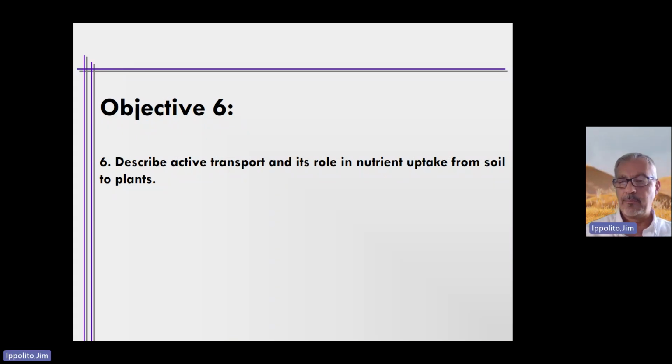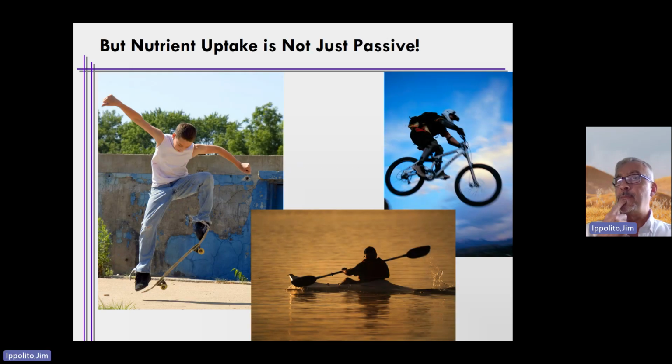Okay, let's tackle the last objective in Unit 2. And this objective deals with describing active transport and its role in nutrient uptake from soils to plants. So, nutrient uptake, up until this point, we've described passive uptake, essentially. There's still some energy because the plant root needs to grow and it needs to develop root hairs and it needs to develop lateral roots, and that all requires energy. But other nutrients are still taken up, and it's not just passive uptake, it's active uptake.